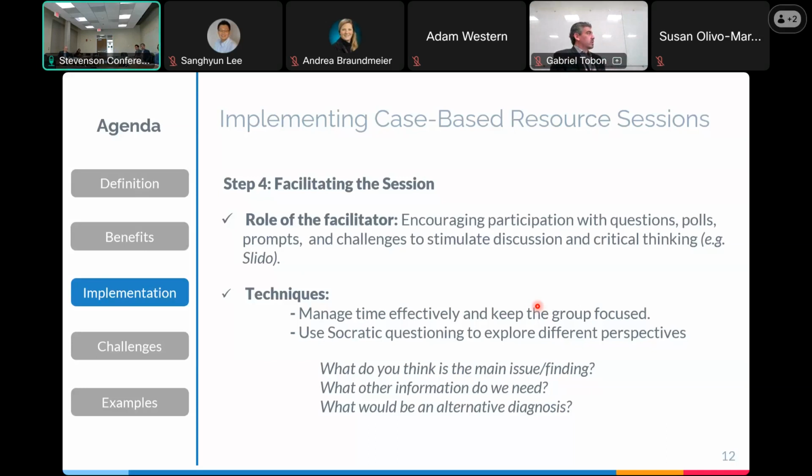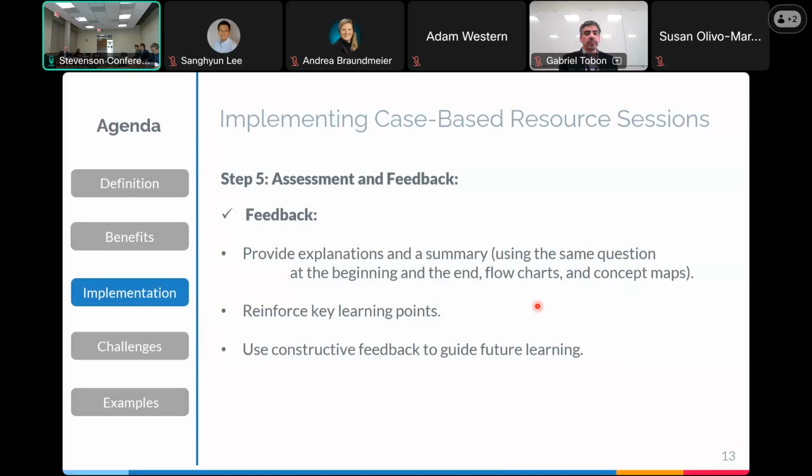We can use questions like these to explore different perspectives. So after the clinical presentation, we can ask questions. What do you think about these findings? What is the main finding? What is the main issue here? What other information do we need? Or what is the differential? What do you think about the different options? What is not a patient with this pathology and what is having this different disease? So this type of question can be challenging to the students.